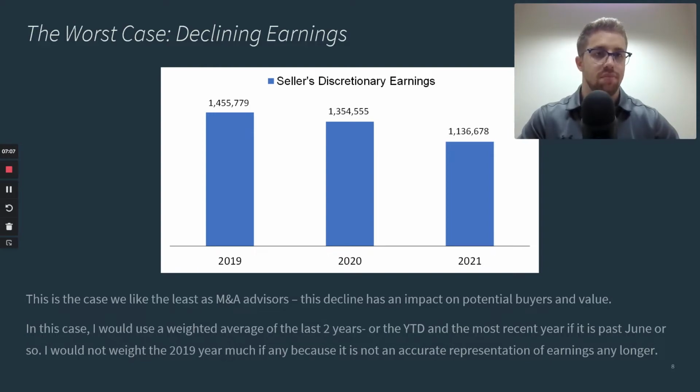Again, if you were already past, say, June, I would start to look at the most recent year and say, are we up or down? If you're down in the partial year, then your weighted average is probably going to be somewhere between 2021 and the 2022 partial year.